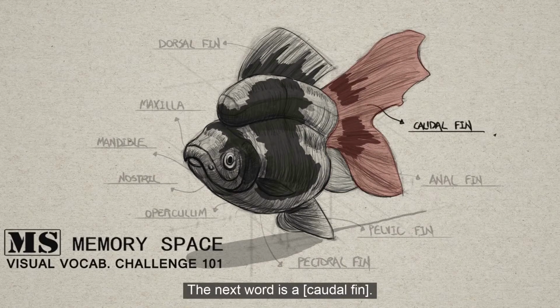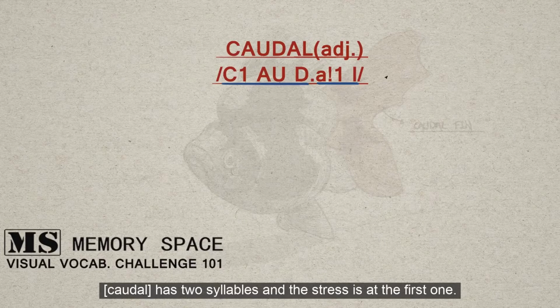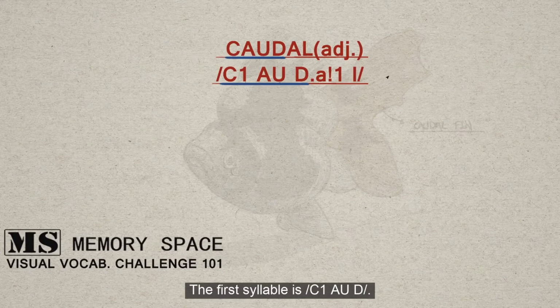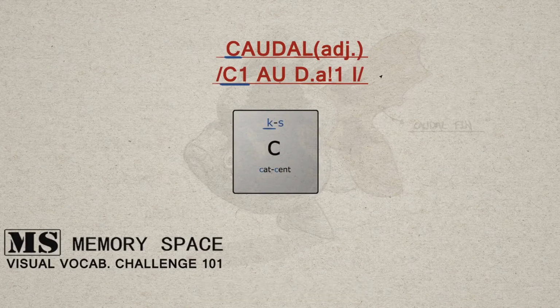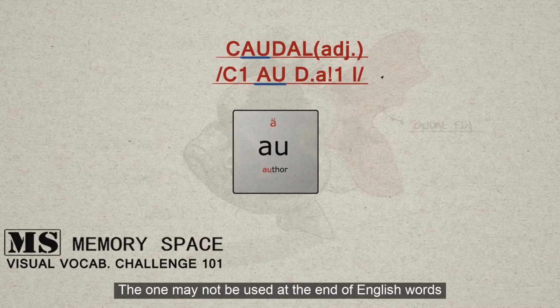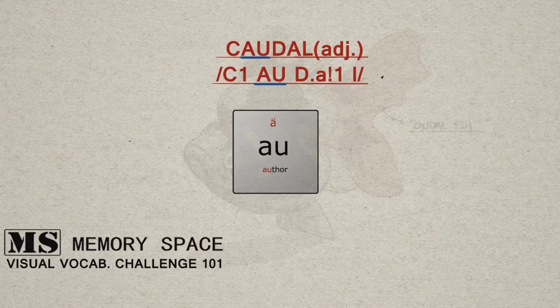The next word is a caudal fin. Caudal has 2 syllables and the stress is at the first one. The first syllable is caud. K. The first sound of k, s. R. 2 later R. The one may not be used at the end of English words, since English words do not end in I, U, V, or J.